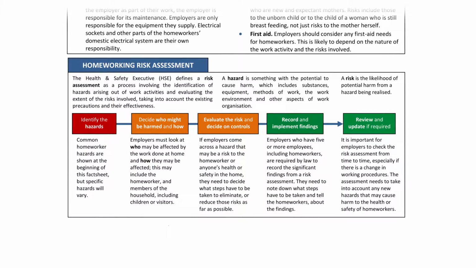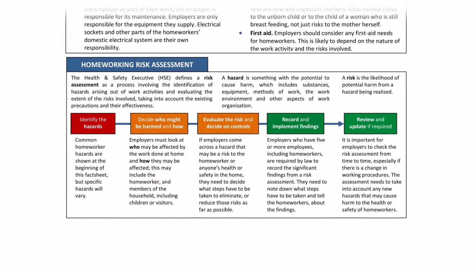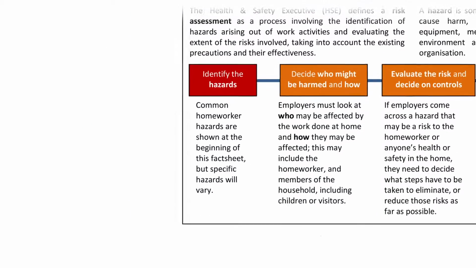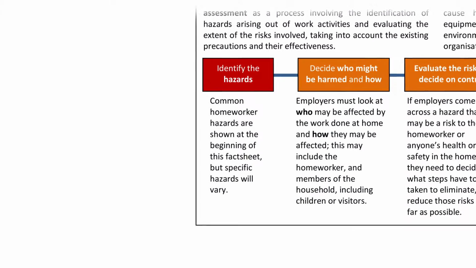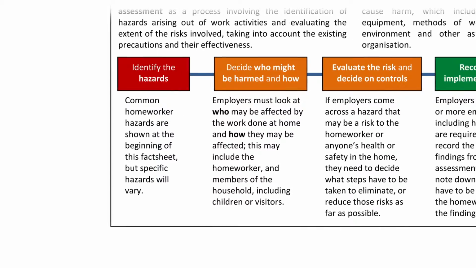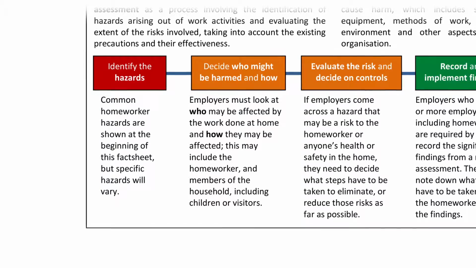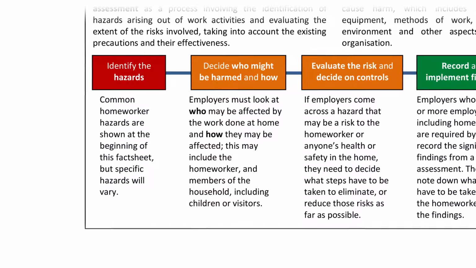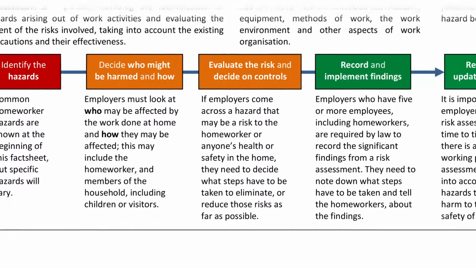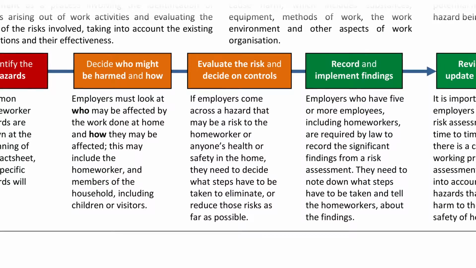On the other hand, a risk is the likelihood of a potential harm from a hazard being realized. So we now have a 5-step process. We have already identified and considered the hazards. The next step is to decide who might be harmed and in what way. Employers must look at who may be affected by the work done at home and how they may be affected. Thirdly, we need to evaluate the risk and decide on appropriate controls.